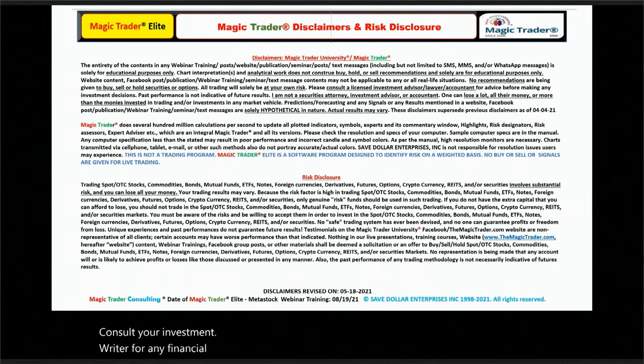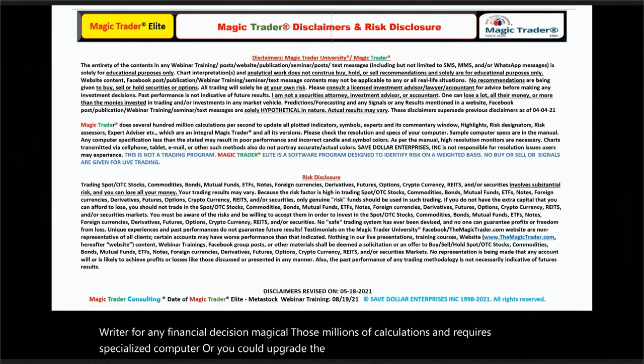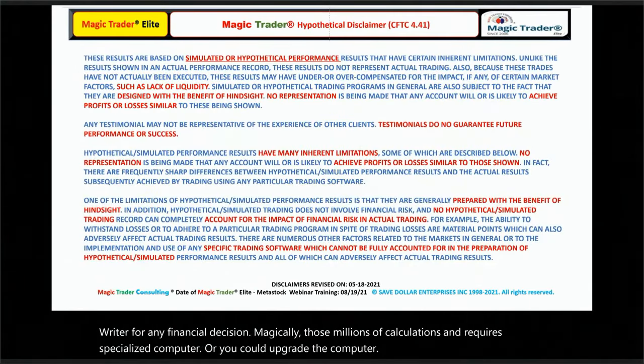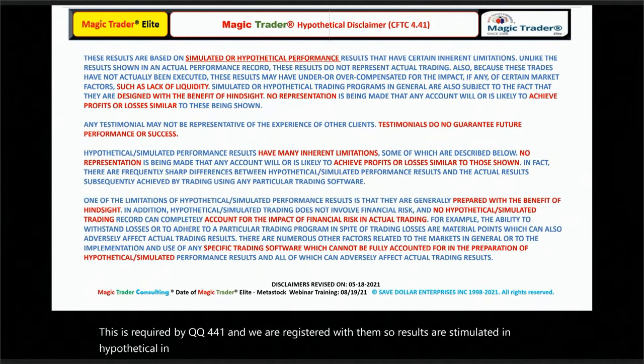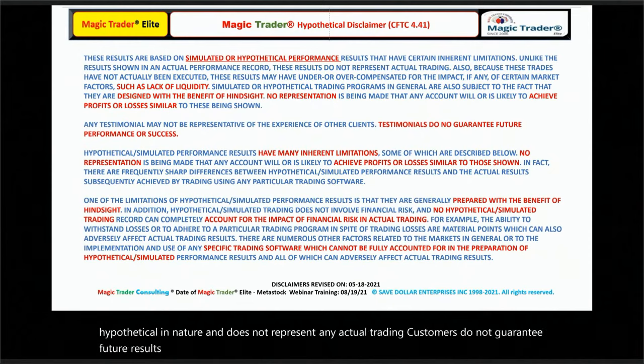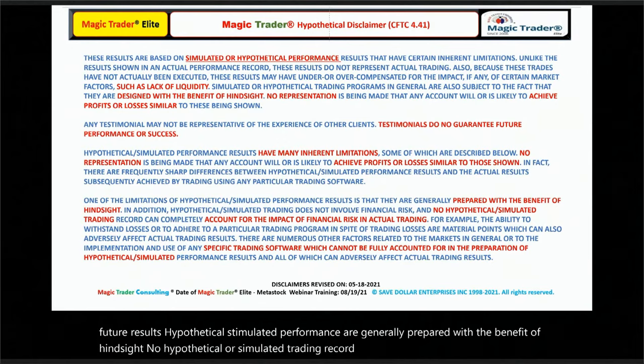Magic Trader does millions of calculations and requires a specialized computer, or you could upgrade your computer. This is required by CFTC 4.41, and we are registered with them. Results are simulated and hypothetical in nature and do not represent any actual trading. Testimonials do not guarantee future results. Hypothetical simulated performance is generally prepared with the benefit of hindsight. No hypothetical or simulated trading record can account for the impact of the financial risk of actual trading.